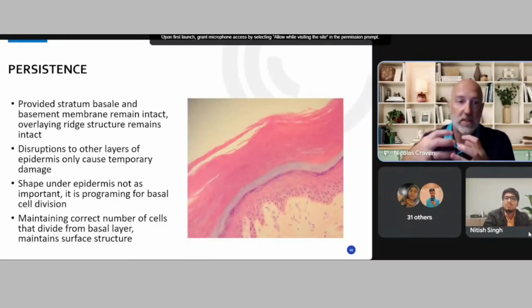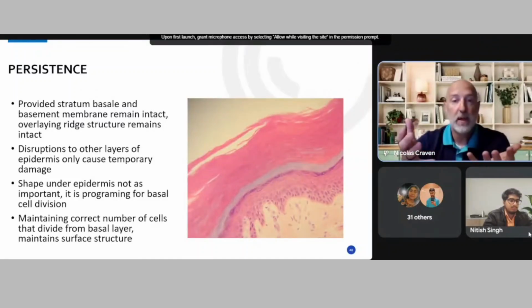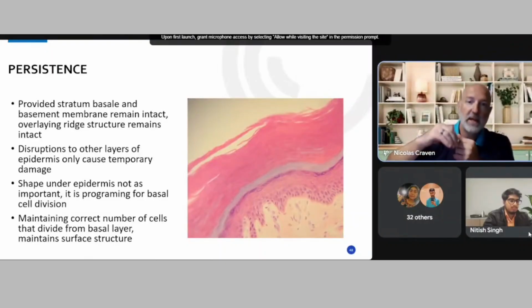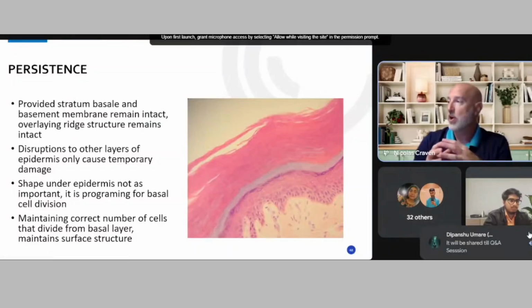As I was mentioning before, as long as the stratum basale and the basement membrane remain intact, the overlying ridge structure remains the same. When there's any kind of disruption to just the epidermal layer, say you lose a little bit off the top, a little bit of the stratum corneum, you might just have a temporary line in your finger, but it would be temporary because it wasn't deep enough. But as it gets deeper and hits that basal layer, if you see on the image right here, if it reaches down into where the yellow tan area is, that's going to affect and cause scarring to that finger.